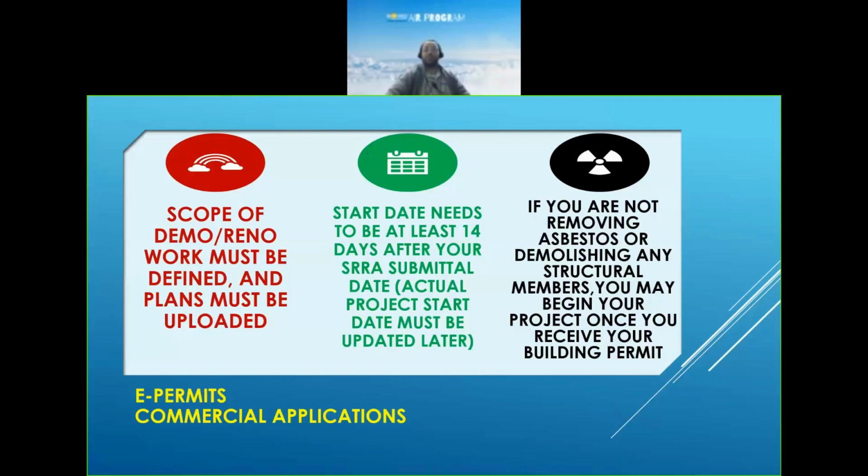For e-permits commercial applications, we need the scope of demo, reno work, as I mentioned. It must be defined, and plans must be uploaded. The start date needs to be at least 14 days after your SRA submittal date. The actual project start date must be updated later, meaning that you're going to be revising that project along the way as permits go through, as any delays go on with the project. You want to make sure to revise that project and keep us updated so we can do our inspection at the right time. If you are not removing asbestos or demolishing any structural members, you may begin your project once you receive your building permit. Next slide.